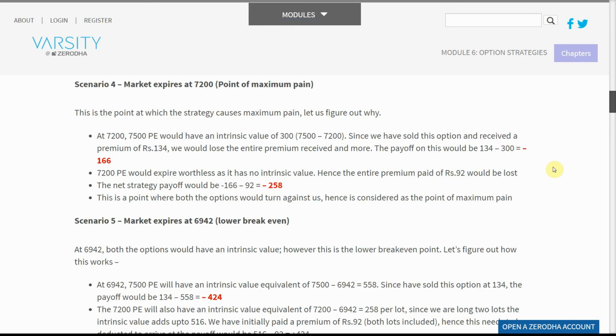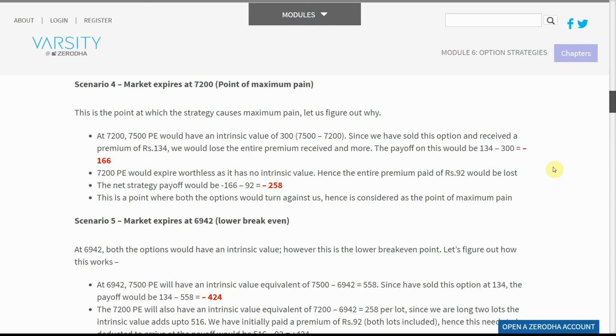The 7,200 PE would expire worthless as it has no intrinsic value. Hence the entire premium paid of 92 rupees would be lost. The net strategy payoff would be -166 - 92 = -258. This is the point where both the options would turn against us. Hence it is considered the point of maximum pain.